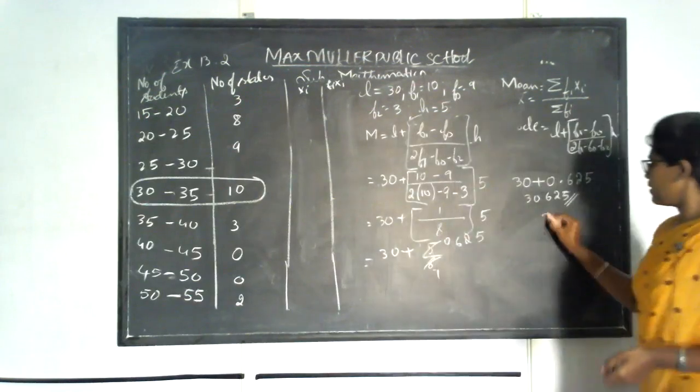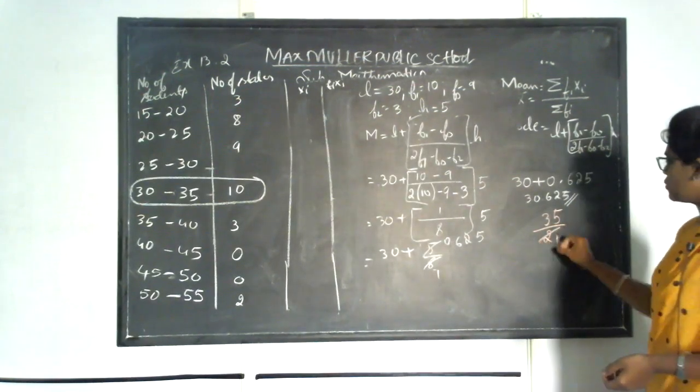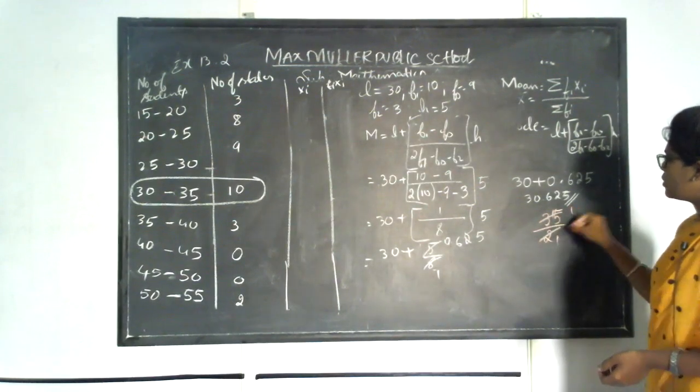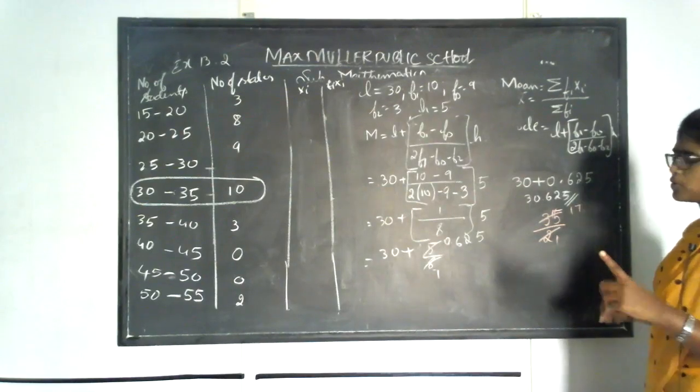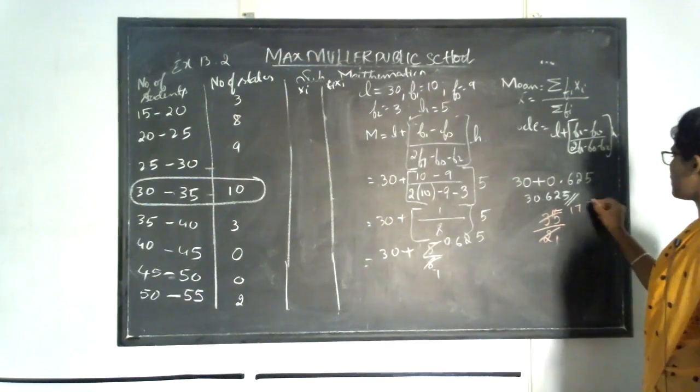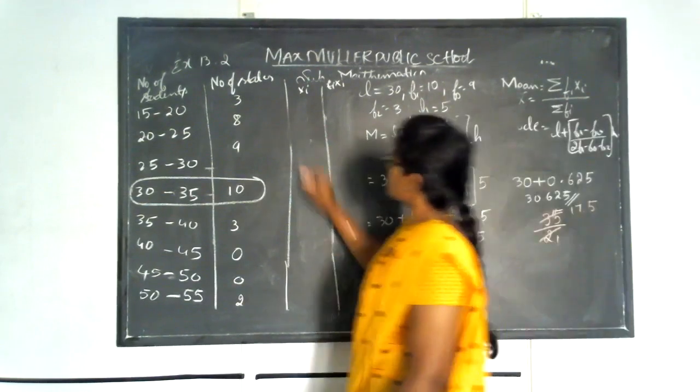Check. 35 divided by 2. How much you will get? 2 ones are 2. You will be left out with 15. 2 sevens are 14. You will be left out with 1. If you put point, you will get 10. 2 fives are 10. So it will be 17.5. So what does Xi you will get?